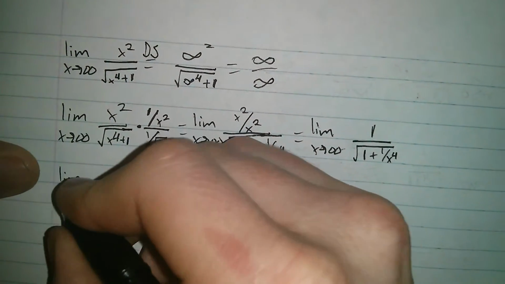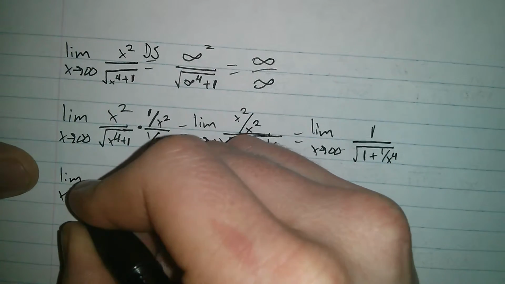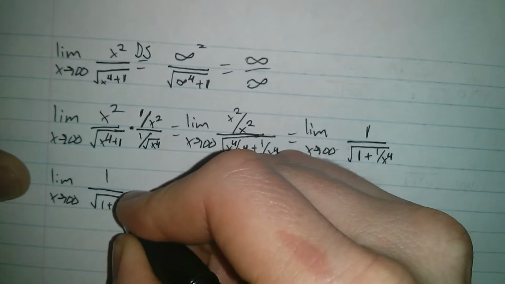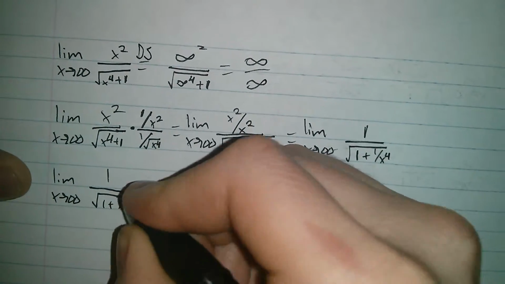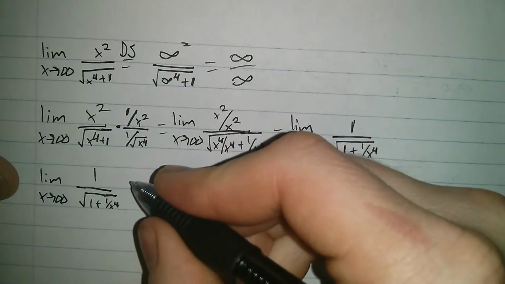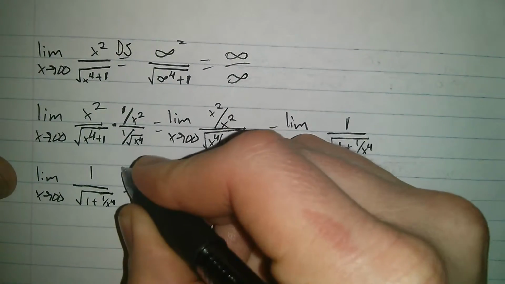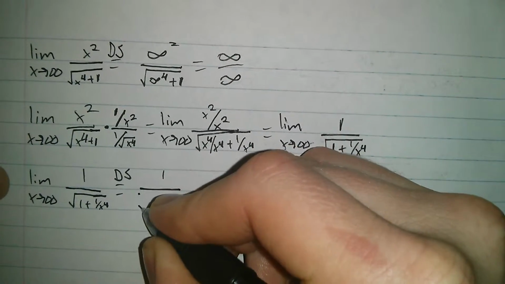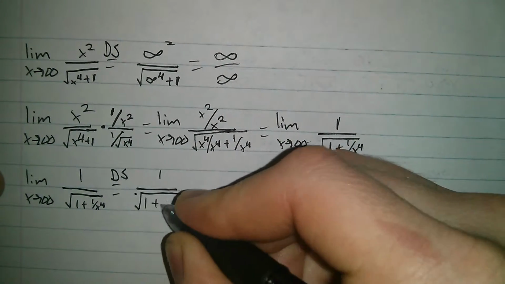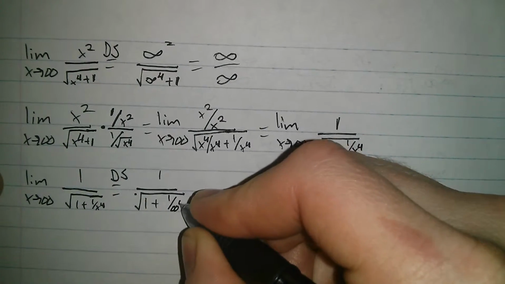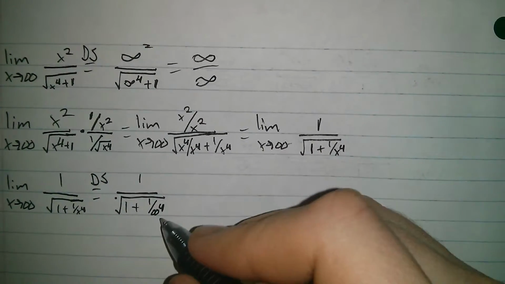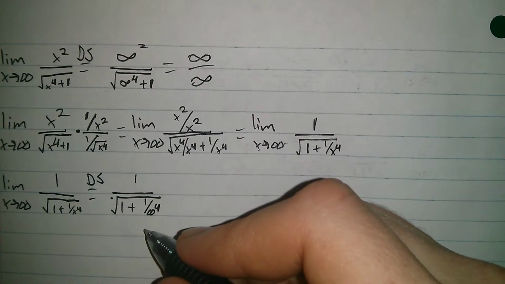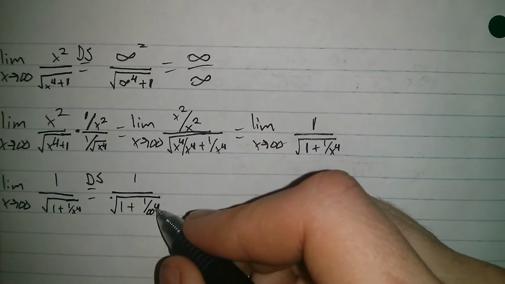So I'll rewrite it so we've got some more room. The limit as x approaches infinity of 1 over the square root of 1 plus 1 over x to the fourth. All right, it's getting a little small there. And now we're going to do the direct substitution. With direct substitution, we get 1 over the square root of 1 plus 1 over positive infinity to the fourth. When you raise infinity to any degree, it's still infinity. So that's just going to be infinity.